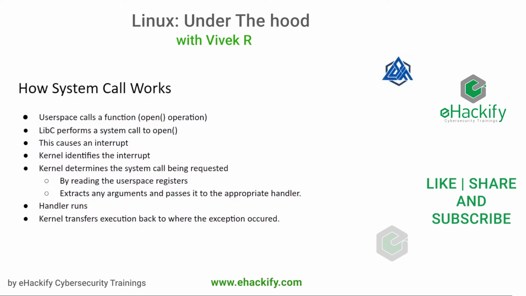Kernel determines the system call being requested by reading the user space registers as well as any arguments. Arguments means the system call number will be passed, the file name will be passed, the inode of the file will be passed, everything will be read by the system call handler, and the handler passes it to the system call dispatcher, and the kernel transfers back the execution to where the execution occurred, means to the libc, and libc to the application. So that is basically how the system call works.